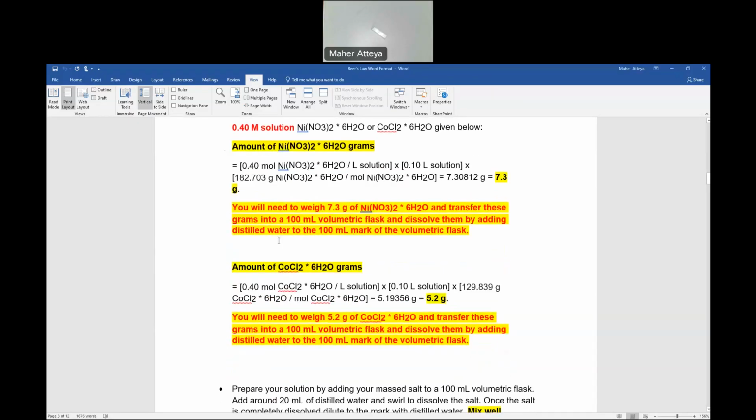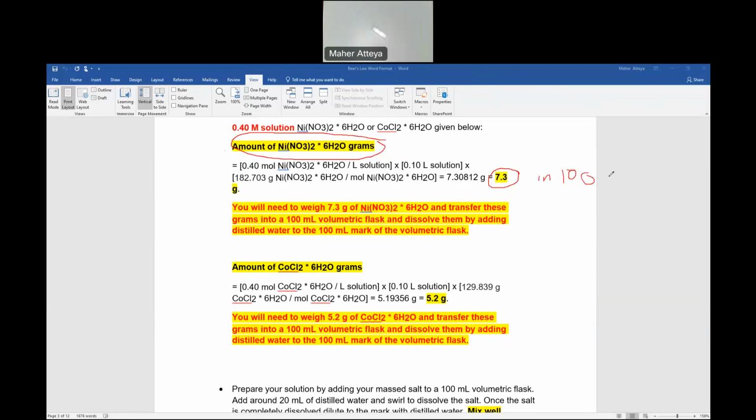So how do you prepare now? 0.4 molar per liter in 100 mL of distilled H2O. I showed you the calculation here. If you have the nickel one, the green one, you have to weigh 7.3 grams. Here it is. If you have the nickel, which is the green one, then you weigh this one here and dissolve it in 100 mL, correct?